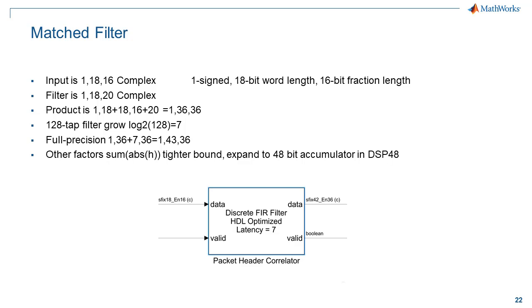You could go in there and manually set that in the discrete FIR filter. If you're familiar with a little bit more tighter bounds, you can actually look at the filter coefficients themselves. And if you sum the absolute value of them, that would actually give you a slightly tighter bound. Another way to attack it would be if, for example, you're going to a Xilinx device, there's a 48-bit accumulator in the DSP48, so you could set that as your output word length as well.